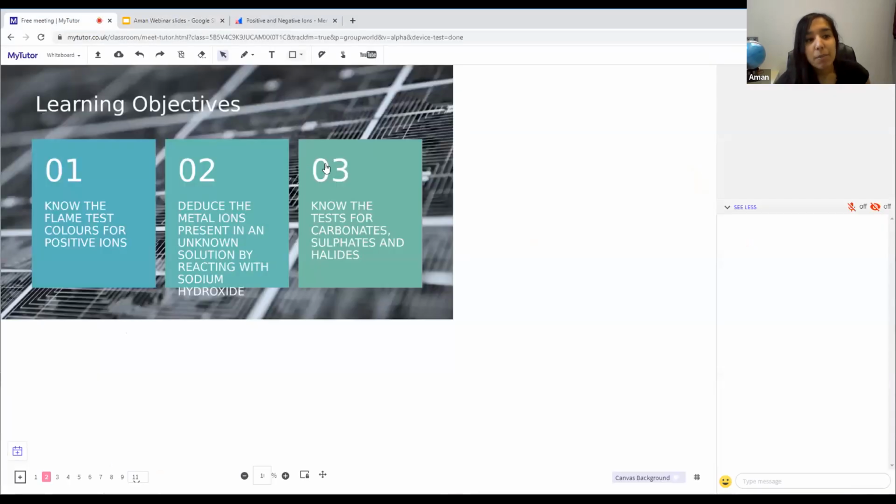So today's learning objectives, we need to know the flame test colours for positive ions. We need to deduce the metal ions present in an unknown solution by reacting with sodium hydroxide. So again, that's to do with positive ions. And then for negative ions, we need to know the tests for carbonates, sulfates, and halides. So as I said, it's quite a lot of content, but we'll go through it slowly.